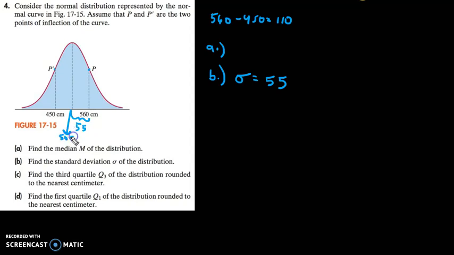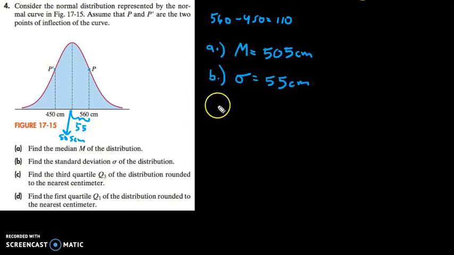Try to make some room to label it, so 505 centimeters. And we can check it from this side too. See if I go 55 above 450. So 450 plus 55 is 505. And so either way, I get the median or mean here is 505 centimeters.